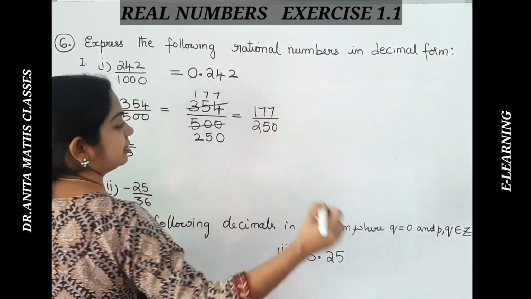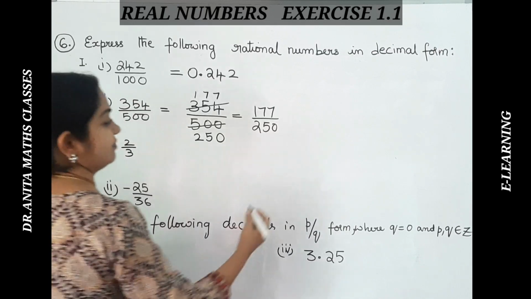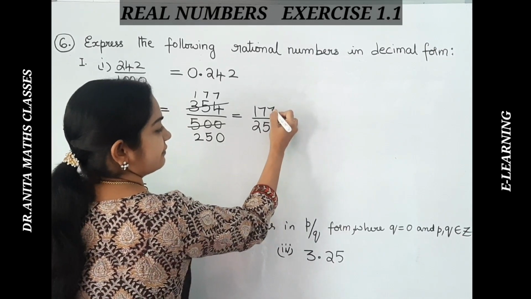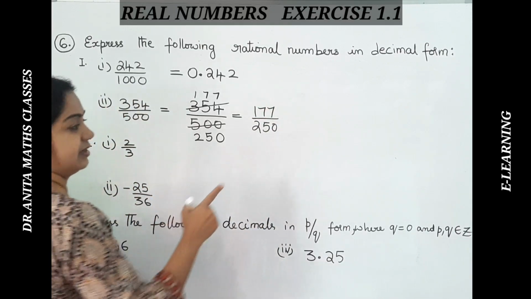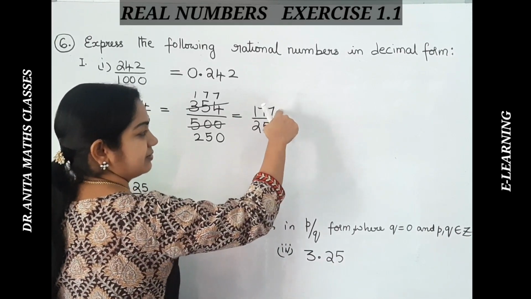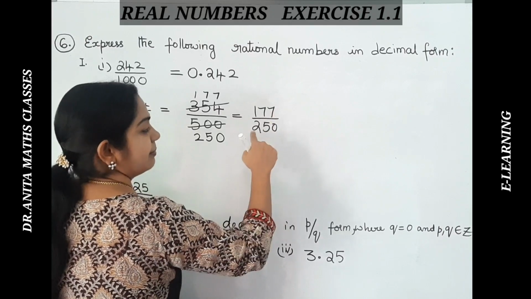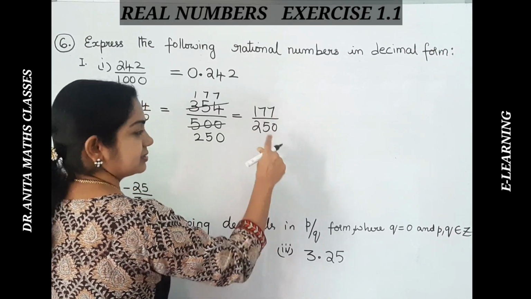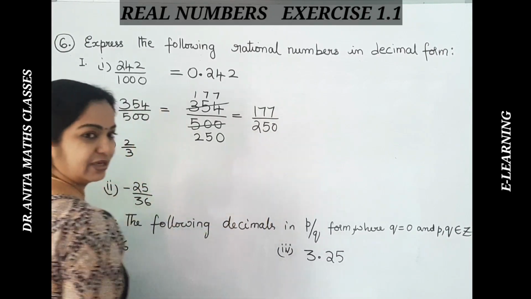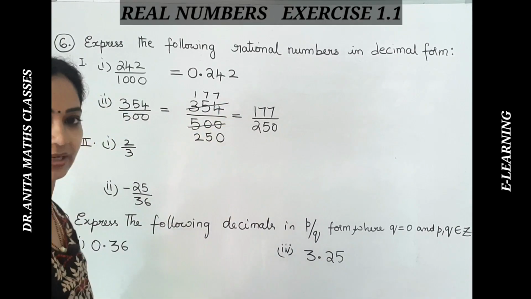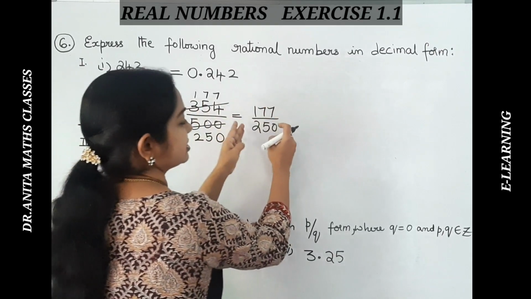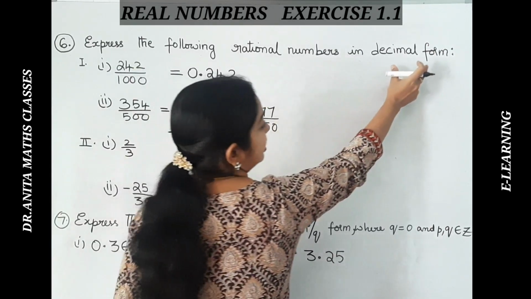So this cannot be simplified further. Here, if you see 1 plus 7 plus 7 is 15, this is divisible by 3, right? When the sum of the digits is divisible by 3, the number is divisible by 3, but 250 is not divisible by 3. This number is divisible by 2 and 5. Only a common table should divide both the numerator and the denominator. So the simplified version of this is this, but we need to bring it into the decimal form.